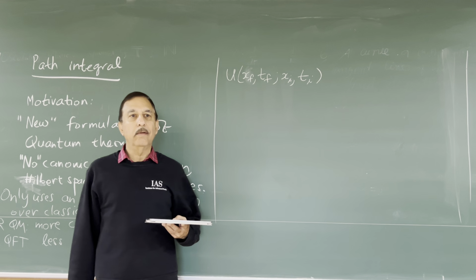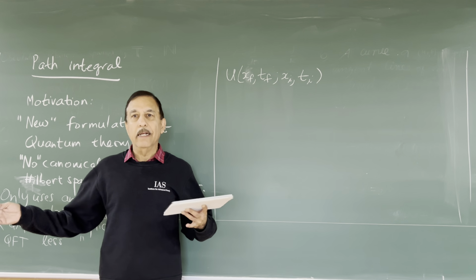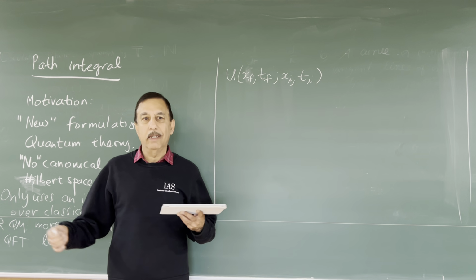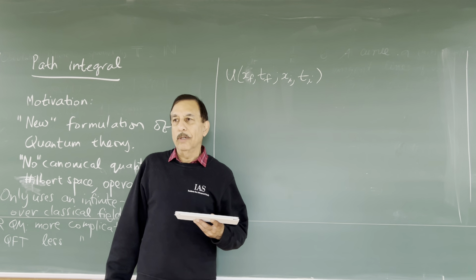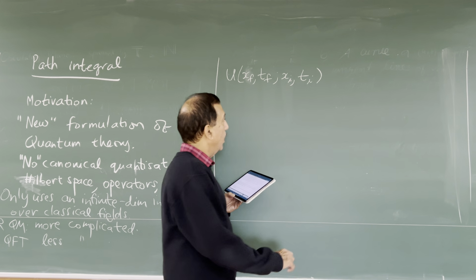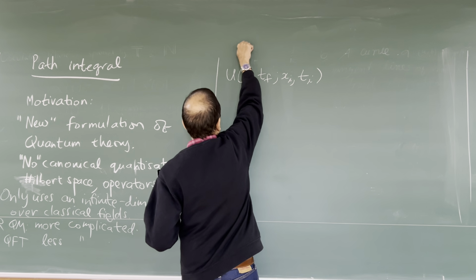Since it's non-relativistic, there are no fields, there's no gauge invariance, there are no special symmetries, there's nothing to fix. So it should be quite straightforward. This goes by the name of the propagator.